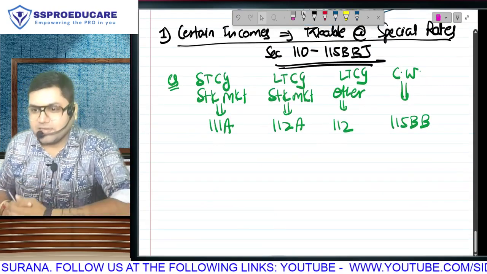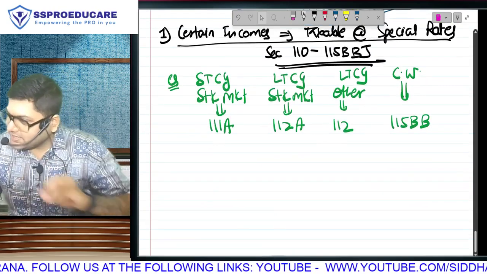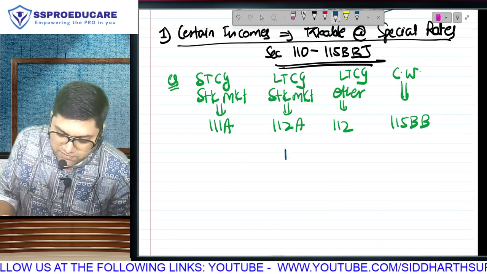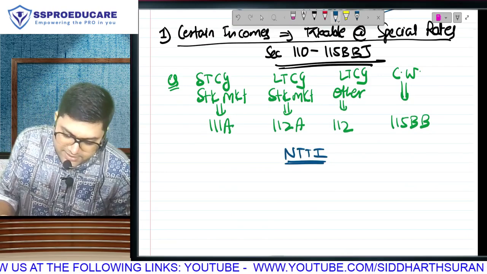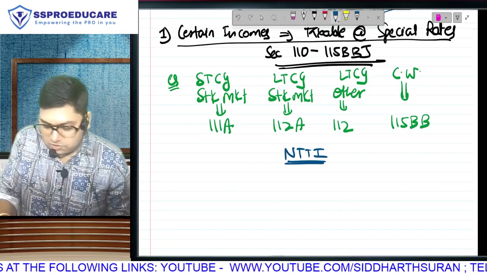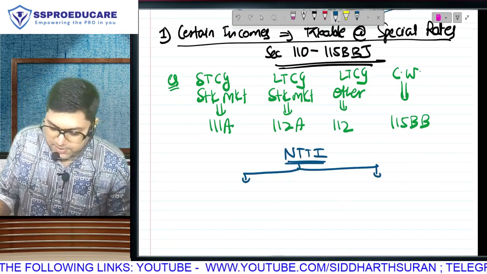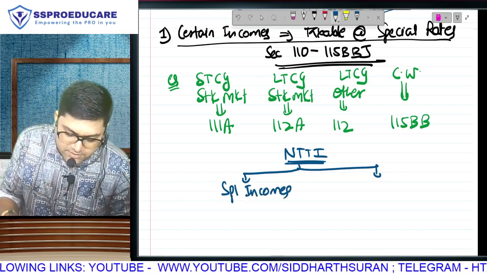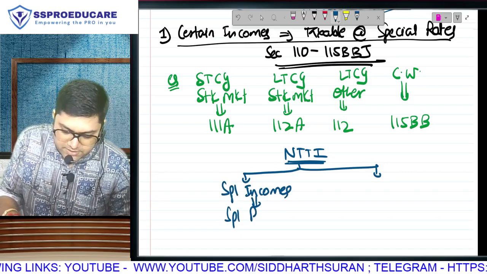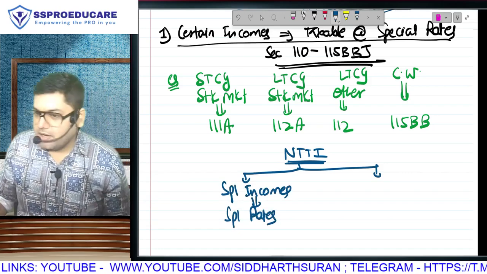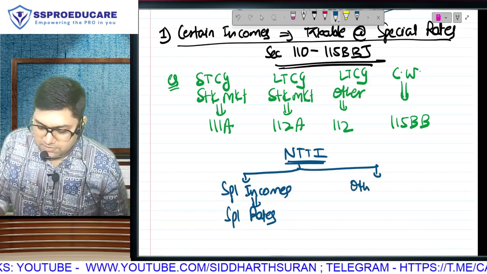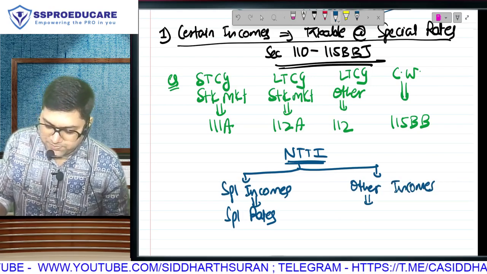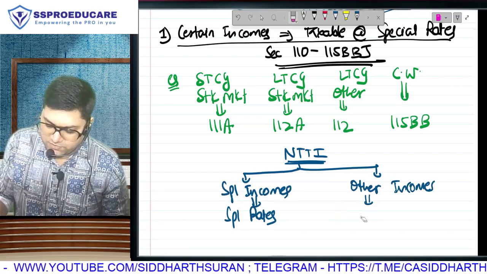But are you aware that certain incomes will not go in slabs? At least you have some awareness of that. So in those cases, what will we do? Net taxable total income has to be divided into two parts. Special incomes will go in special rate and other income, normal income, will go as per the normal rates.